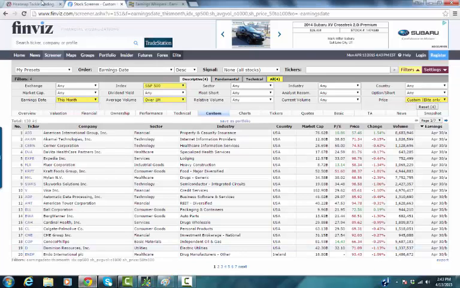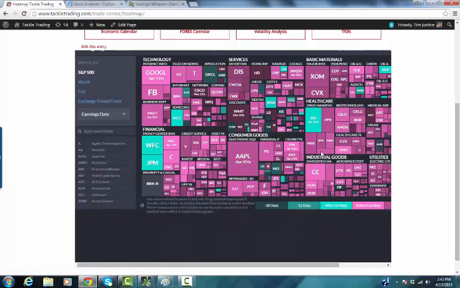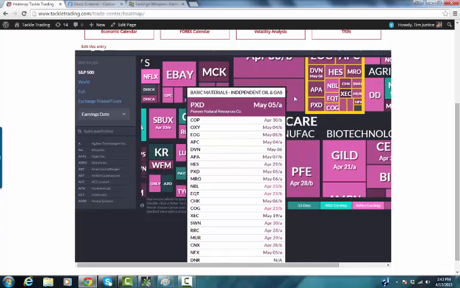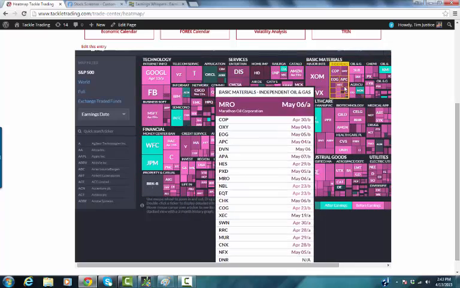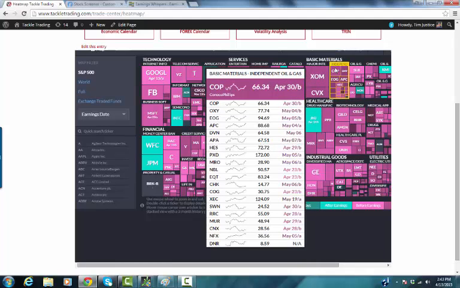So let's go back. Let's see if we can find some different ones. Let's see here. Now, if I, oh, very interesting, very interesting. Did you guys see this? Okay, if I click on the entire sector, it will give me a list of everything right there in that box that pops up. Now, I'm looking for stuff out in May, like mid-May. XCC is on that list. Okay, May 19th.